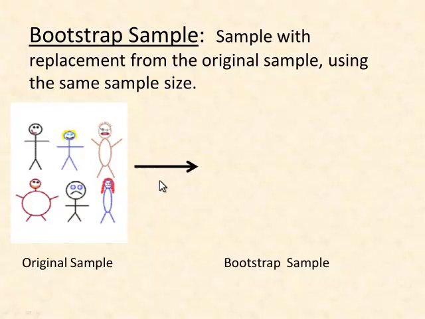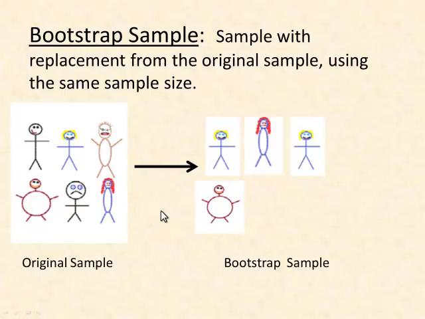So let's do that. We sample one person and we get this blonde person, and we sample again, we get the red-headed person. We sample again, we get the blonde person again. Remember, that's possible because we're sampling with replacement and because this person represents many people in the population who have the same characteristic. We sample again, we get this round person, get the round person again, and finally get this rather scary looking person. So this is one bootstrap sample starting with our original sample.